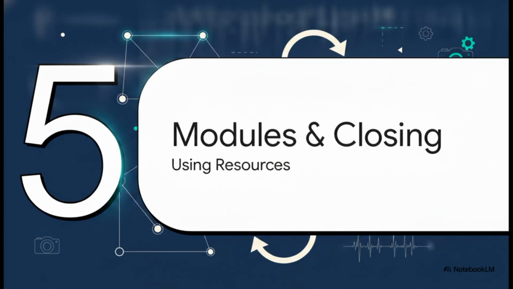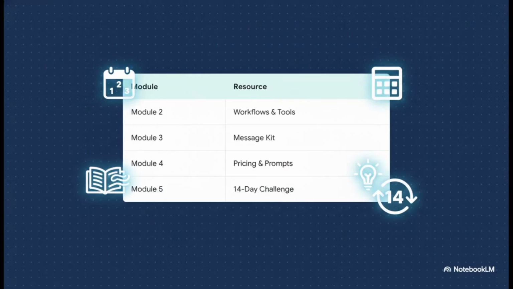Finally, Section 5, Modules and Closing. Let's talk about using your resources effectively. Remember, this whole 7-day path is your action map, and it's designed to be used alongside your course modules. For instance, you're going to want to lean heavily on Module 2 during your first 3 days for your video workflows and free tools. Then, when you need deeper outreach scripts beyond the quick ones on this page, jump right into Module 3. Use Module 4 when setting your prices with the calculator and for learning how to create samples faster. And finally, Module 5 holds the optional 14-day challenge.